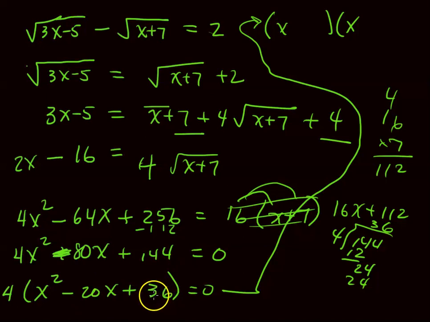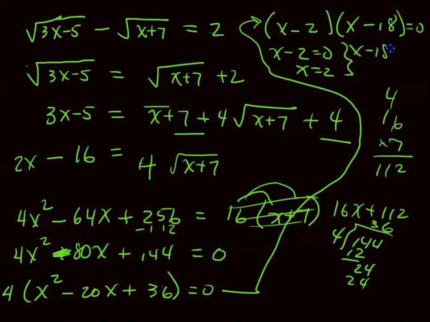See, 36 is 3 times 12. No, that's 15. 2 times 18. Oh. So a negative 2, negative 18 equals 0. So x minus 2 equals 0. So x equals 2. X minus 18 equals 0. X equals 18. Are they both good?